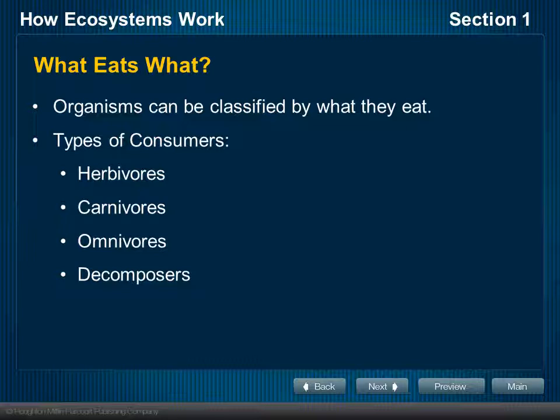Herbivores, obviously, are the consumers that eat plants. Carnivores, the ones that eat other consumers. Omnivores, the ones that eat both. And decomposers, the ones that get their nutrients from dead, decaying organic matter.